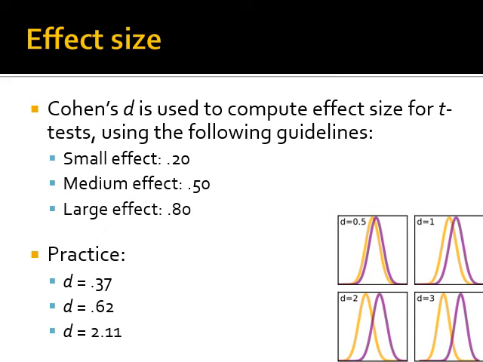So, I mentioned the letter D. So what is D? Well, Cohen's D is a statistic used to compute effect size for t-tests, and it uses the following guidelines. A small effect is 0.2, a medium-sized effect is 0.5, and a large effect is 0.8. So in the graphs we just looked at, anything above 0.8, so 1, 2, and 3 are quite large-sized effects. 0.8 is the size for large effects. So just to practice, D equals 0.37 is a small to medium-sized effect. D equals 0.62 is a medium to large-sized effect. And D equals 2.11 is a very large-sized effect.